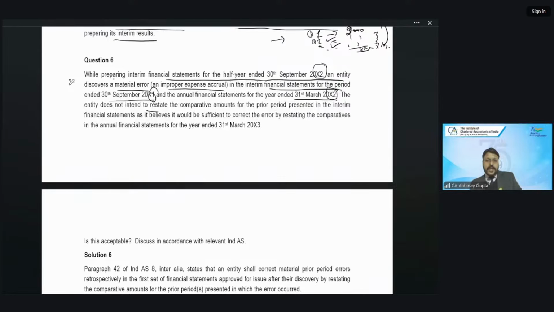The entity does not intend to restate the comparative amounts for the prior period presented in the interim financial statements, as it believes that it would be sufficient to correct the error by restating the comparatives in the annual financial statements for March 2003. So what the entity is saying is, because we are preparing condensed financial statements, and we are preparing the interim financial statements for the half year only, there is no requirement to correct the error in the half yearly financials, and we can do so while we prepare the annual financial statements. So that's the management contention. Is it acceptable? If yes, why? If not, why not?